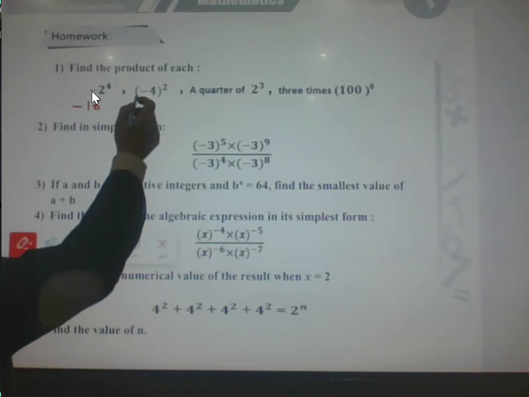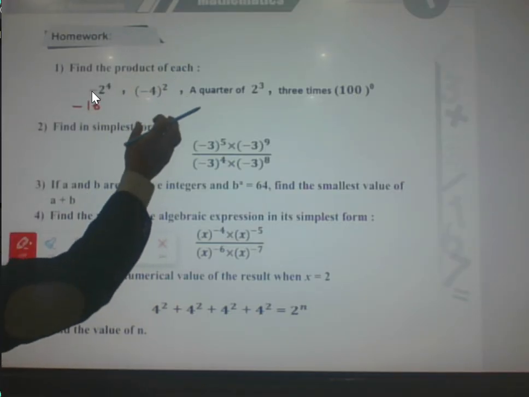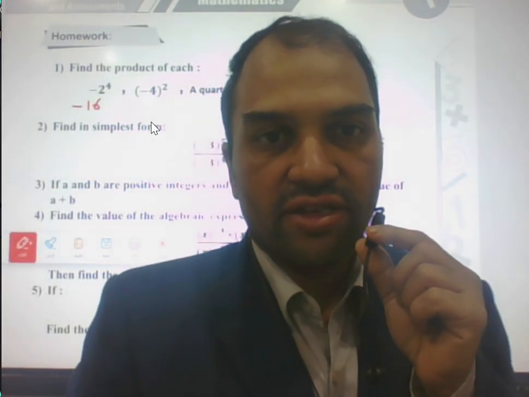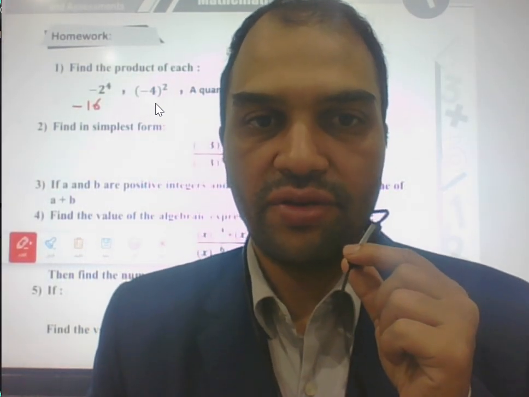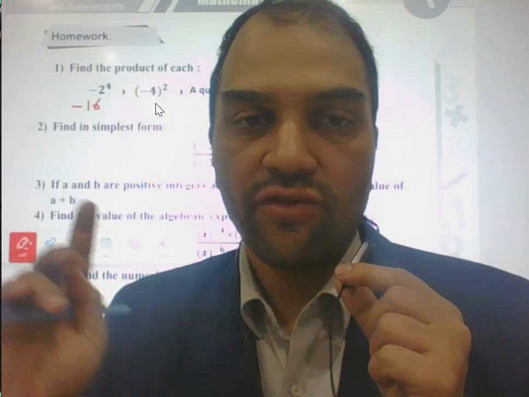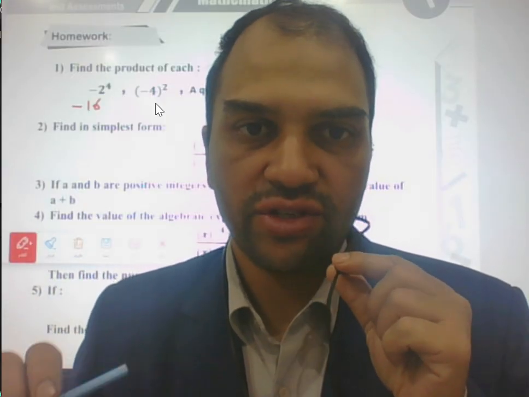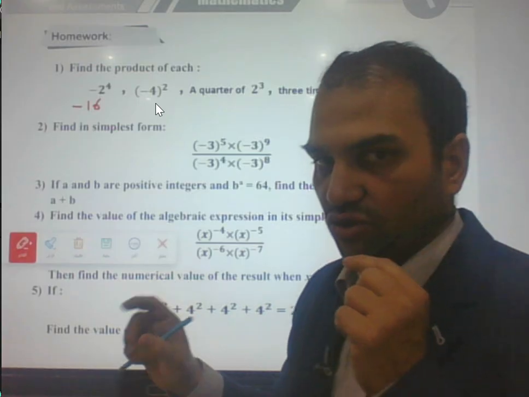And the next question here, negative 4 power 2, it means negative 4 times negative 4. Negative times negative equals positive. Then negative 4 power 2, the result will be positive 16. If we have an even power, you can convert from negative to positive, okay? Then the result will be positive 16 here.